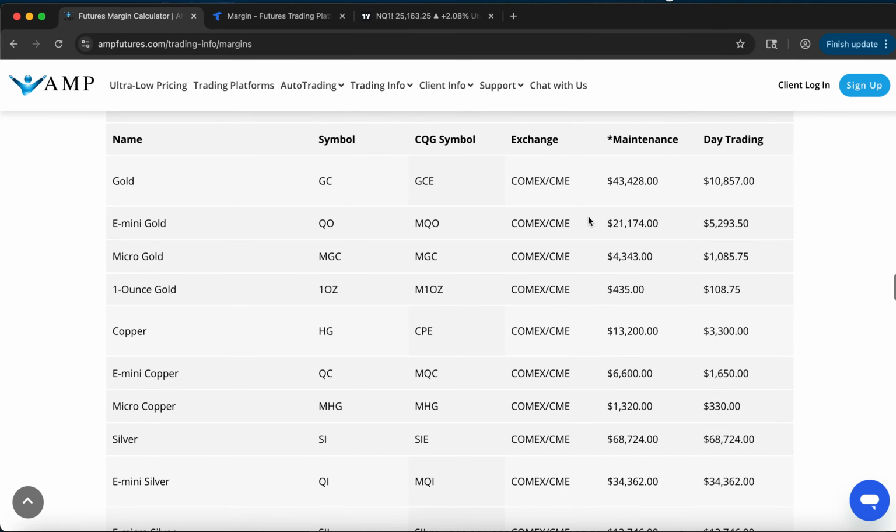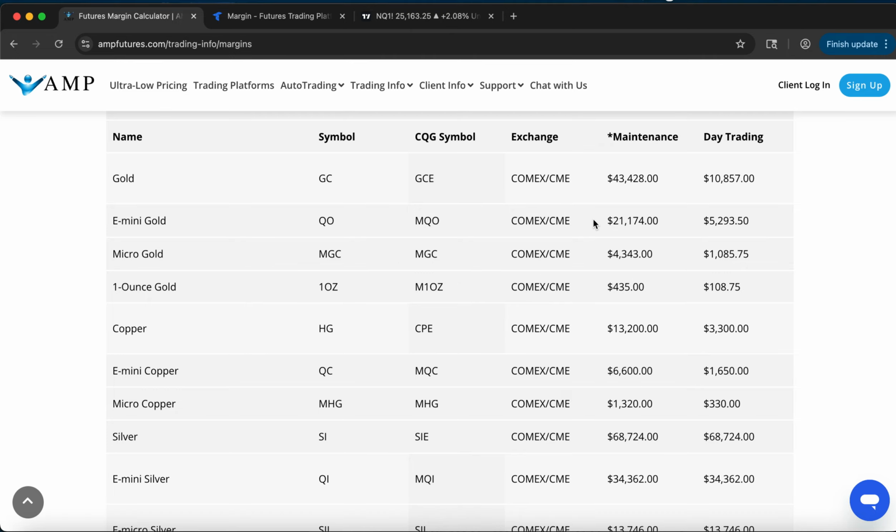Gold, one of our favorite pairs in the world. Mini gold, you need a whopping $10,857 to day trade and $43,428 to swing trade. Right now, gold and silver, at the time of recording, are the two hottest metals right now.